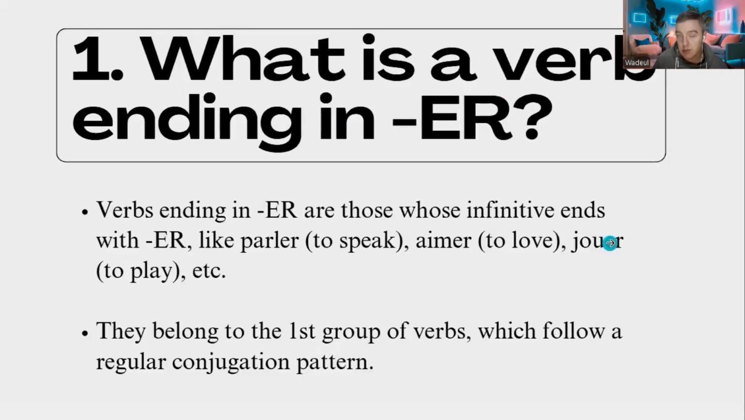Okay, so there are a few things that we have to see first together. So what is a verb ending in er? As you can see in the infinitive form, those are verbs that finish with er. Like you have an example here: parler, to speak; aimer, to love; jouer, to play. You see the ending, er, just er. That's it. That's really simple to understand.